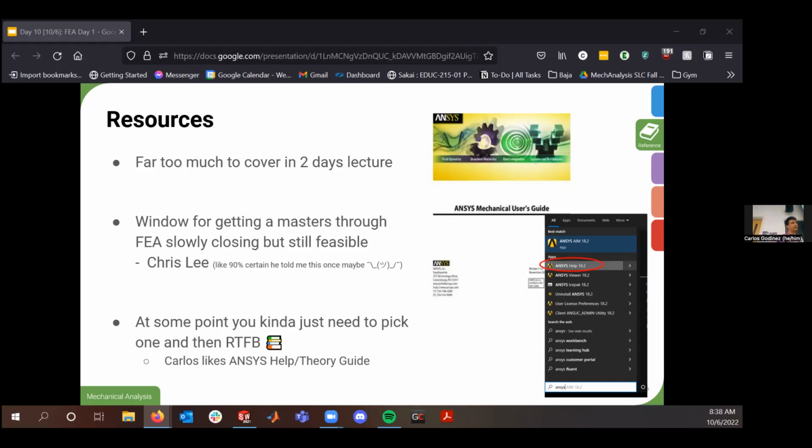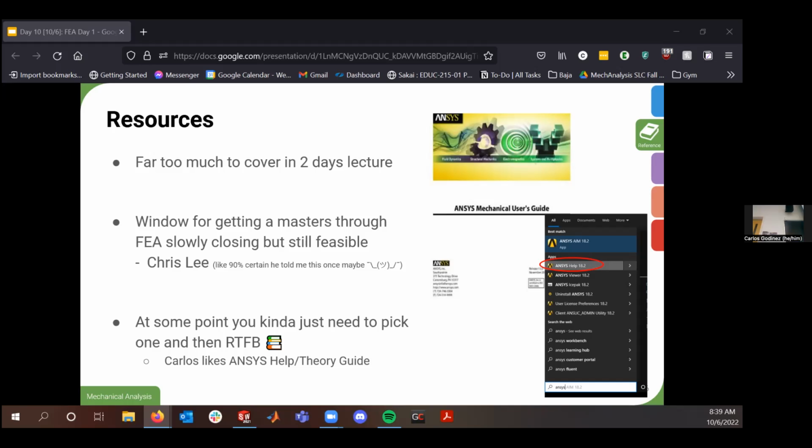I am a very big fan of the ANSYS help or the theory guide. All of us have access to ANSYS. If you download it through the IT wiki page, then once you have it downloaded, for all ANSYS products, you can go to your search bar and type in ANSYS help. It gives a practical understanding of what's behind the theory, and then the rest of it is literally just screenshots of the program.